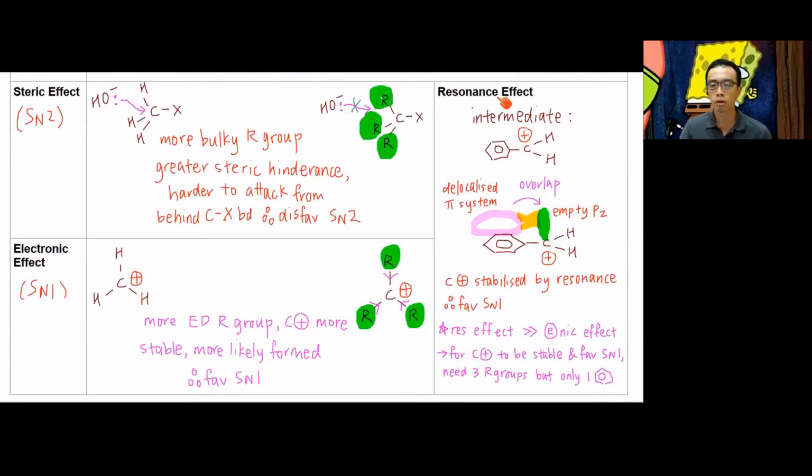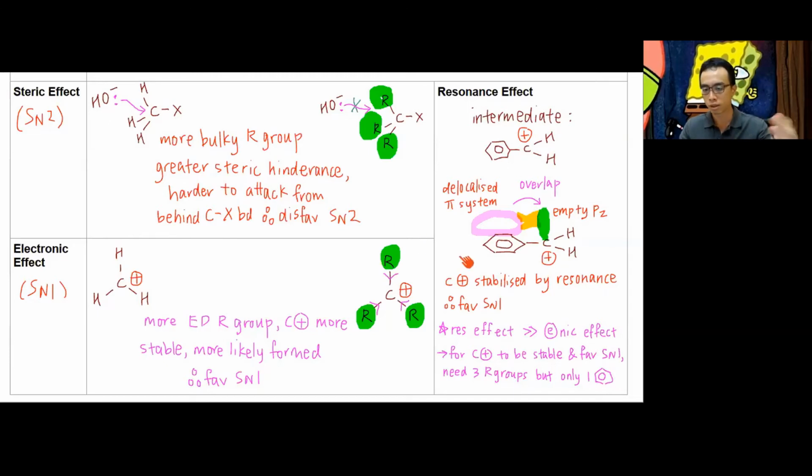Now, the intermediate form, if you draw out the intermediate, it'll be something like this. The positive charge is next to benzene. And if I have a positive species next to benzene, then it can be stabilized by resonance. And resonance stability is a big deal. We will talk about it along the way. Now, the idea is, how can this C plus be stabilized by resonance?